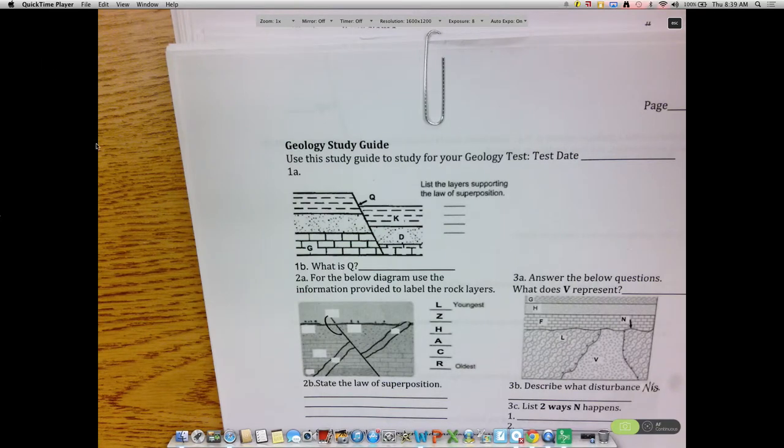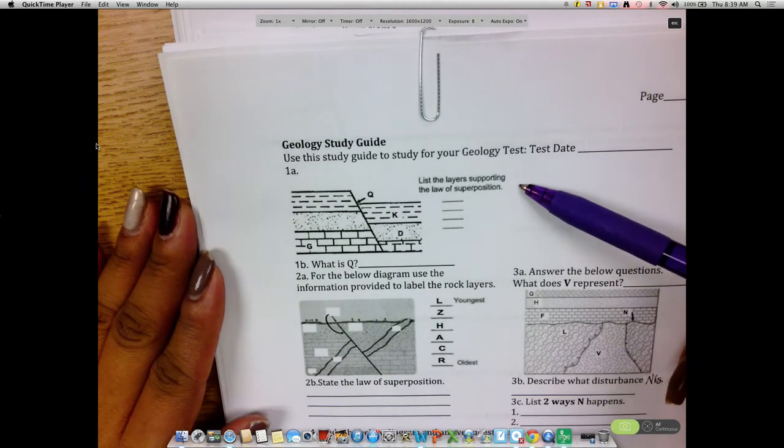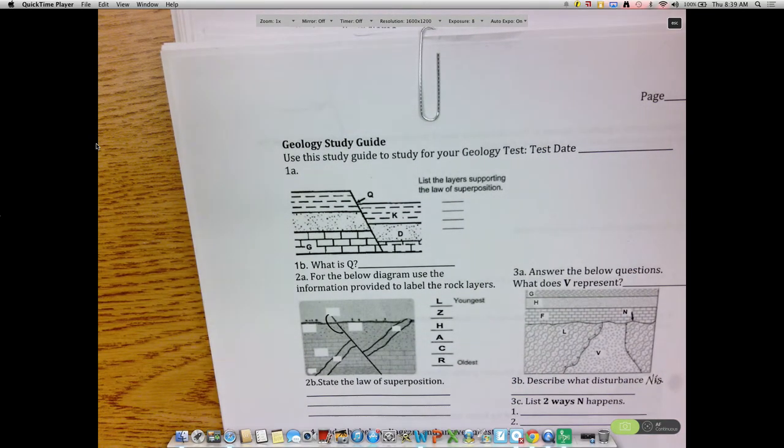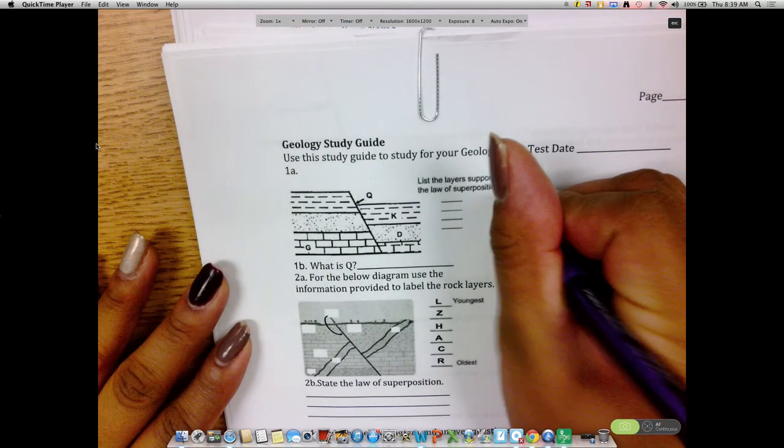All right, so today we're going to go ahead and do a review for your test that is tomorrow. So if we're looking at number one on here, you're following these directions, which say list the layers supporting the law of superposition. The first thing you must know is what is the law of superposition? Raise your hand. Kenesha. Young above old. Remember the lyrics.